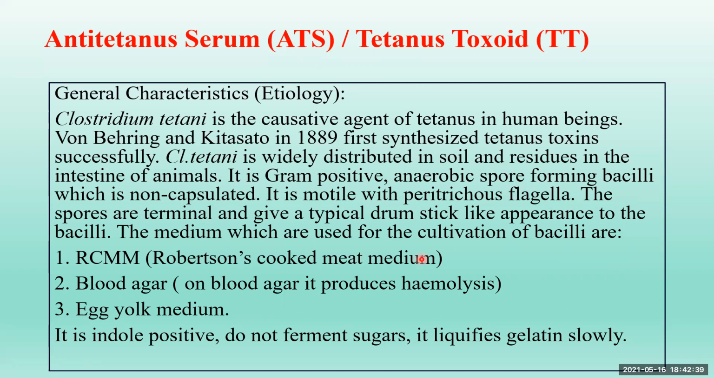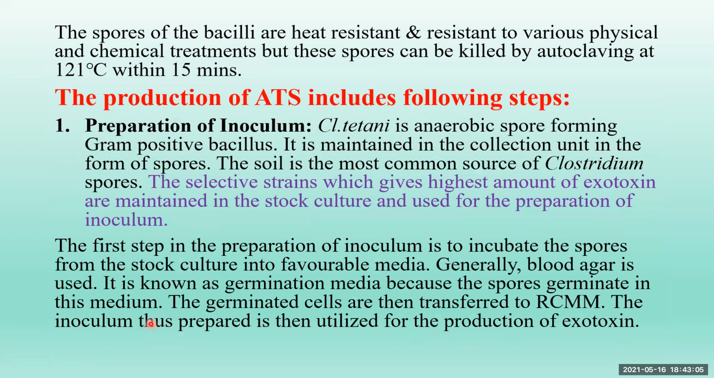The media used to cultivate Clostridium tetani are RCMM, Robertson's cooked meat medium, and blood agar. On blood agar, it will produce hemolysis. Egg yolk medium is also used. That means nutritionally rich media are used for cultivating the bacteria. It is indole positive. It doesn't ferment sugars. It liquefies gelatin slowly. The spores of the bacilli are heat resistant, chemical resistant, desiccation resistant, and so on. So it is actually a very resistant kind of bacteria because the spores are resistant, and the spores are killed only by autoclaving at 121 degrees Celsius for 15 minutes.